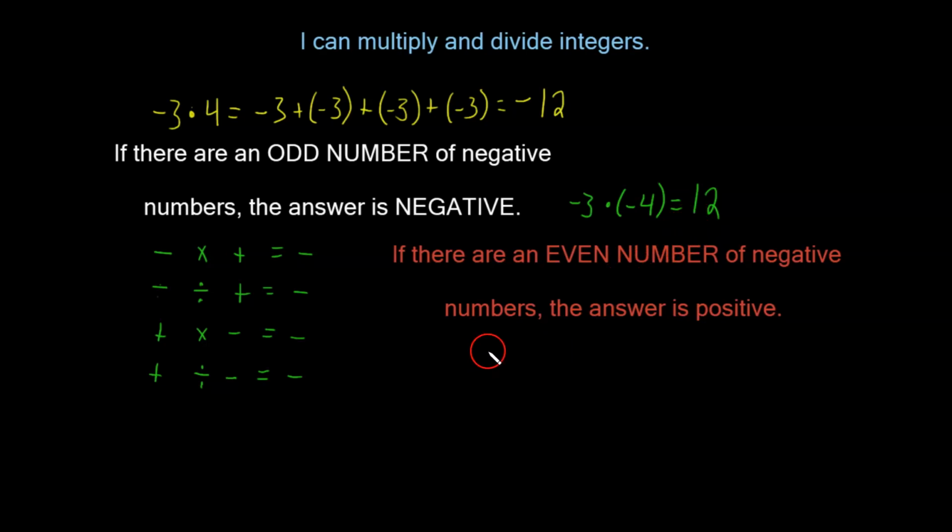So given that, we have our table here. So we have a negative times a negative gives us a positive, and a negative divided by a negative also gives us a positive. So if there are an odd number of negative numbers, the answer is negative. If there are an even number of negative numbers, the answer is positive. So for example, -3 times 4, there's one negative number, which is an odd number, we get a negative answer. -3 times -4, there are two negative numbers, which is an even number, so our answer is 12.